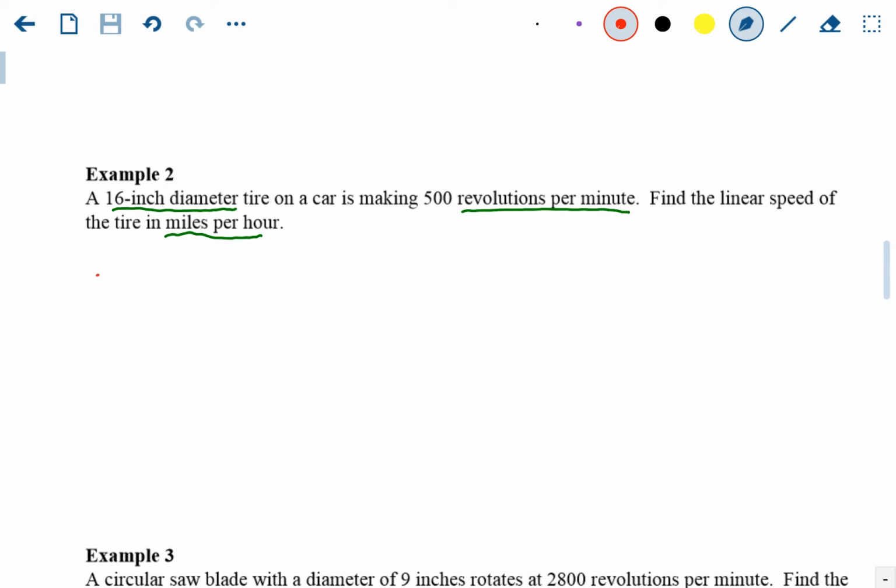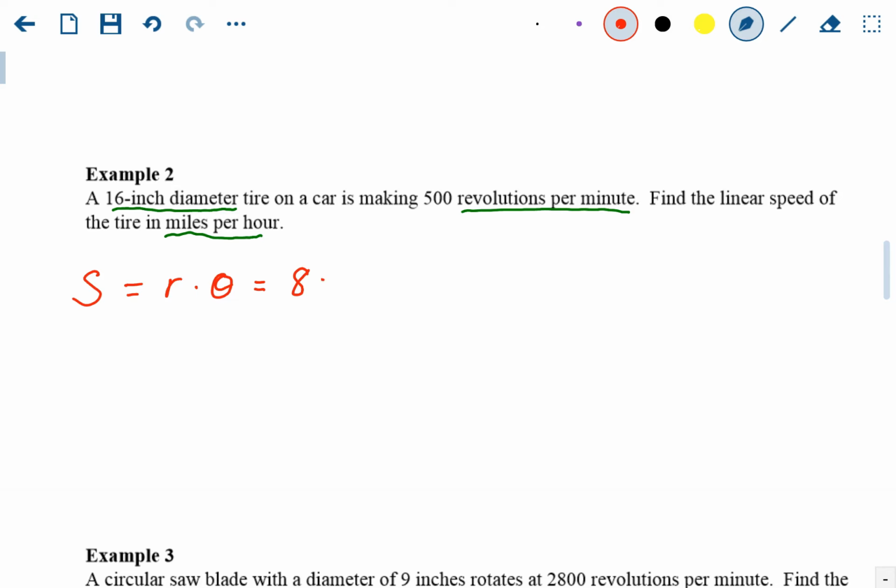We're going to have to find S. Okay. So how far is this tire actually going? Well, remember, it's going to be the radius times theta. Okay. The radius is 8. Okay, it's half of the diameter. Because again, they gave us a 16-inch diameter, so our radius is going to be 8.